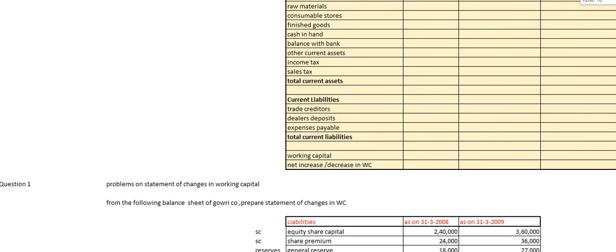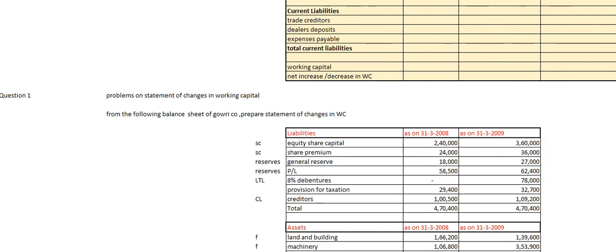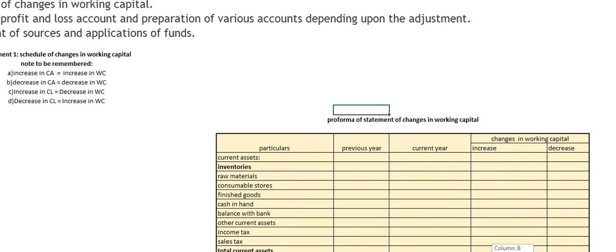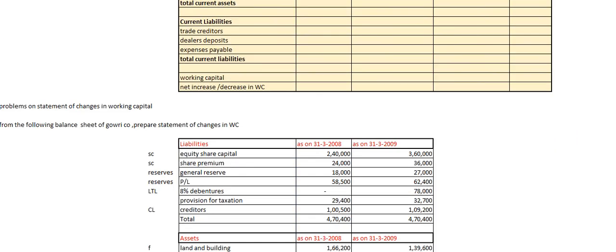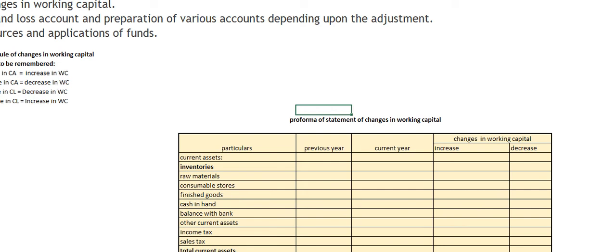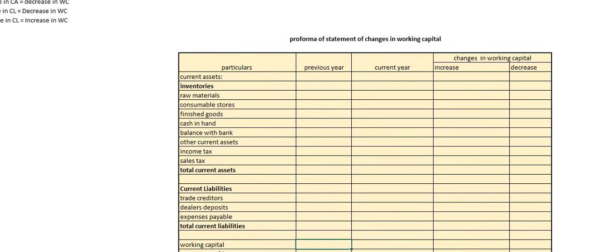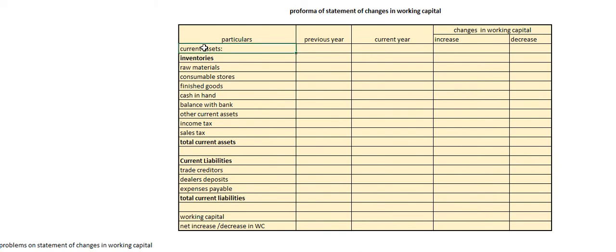So let's look at the format of the schedule of changes in working capital. In the statement of changes in working capital, we basically compare the current assets and current liabilities. Your format basically consists of particulars, your previous year amount, and your current year amount, which is nothing but your 2 years' balance sheet amounts. That is what we are comparing. Then we show whether there is an increase in working capital or a decrease in working capital. So we look at each item which is shown in your statement of changes in working capital.